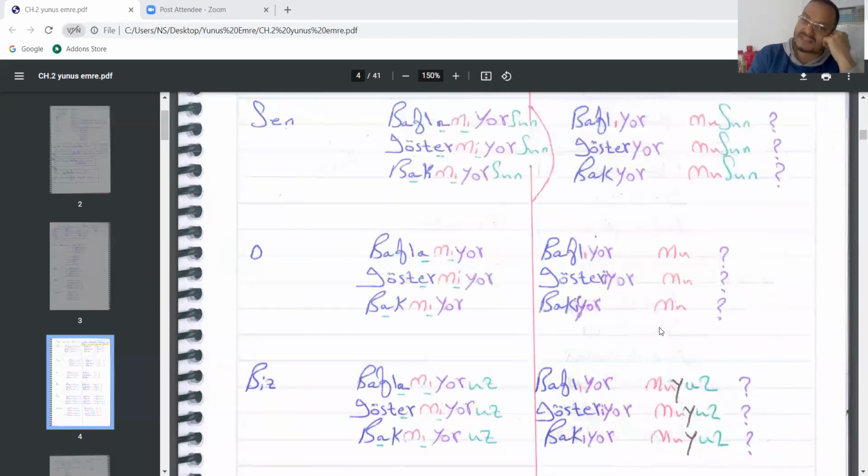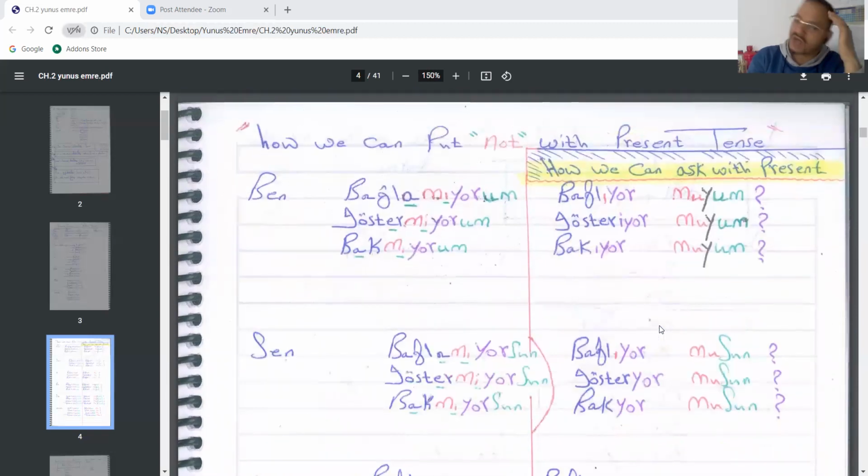Now, how can we ask questions, how can we ask about this kind of tense? To be bağlıyor muyum, gösteriyor muyum, bakıyor muyum? What does that mean? It means I will put the base of the verb without mak or mek with delta plus delta yor, and after that some space, m delta. This will be the question tool, m delta, with the appropriate letters showing us which pronouns we're dealing with.